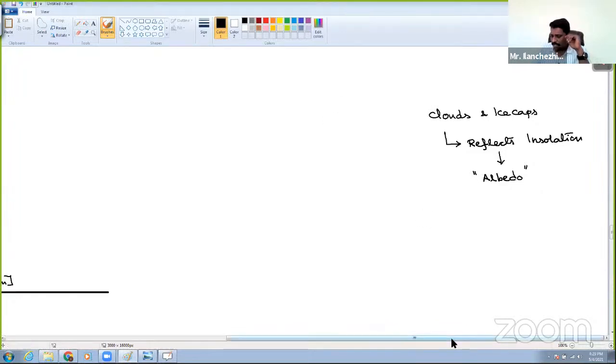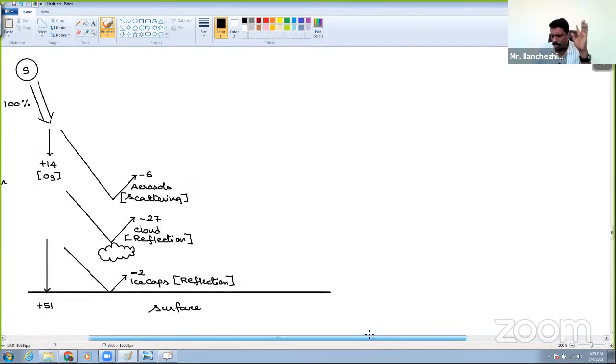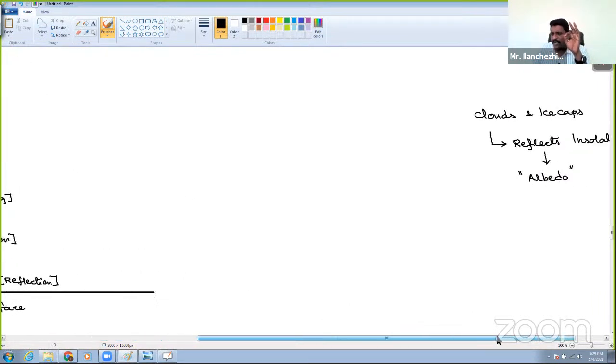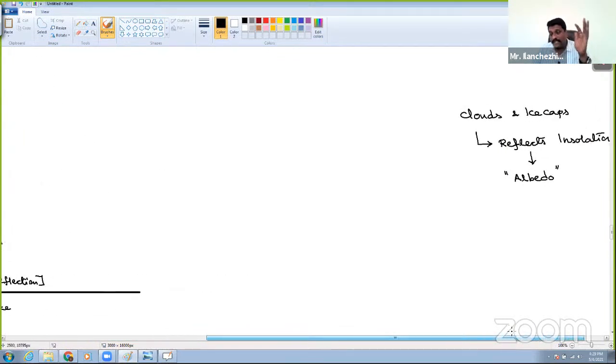If you're asking me, make it very simple. Albedo is nothing but reflection of insolation. Whatever complex language NCERT uses, forget about it. Albedo is nothing but reflection of insolation. Cloud reflects insolation. Ice cap reflects insolation. And if you ask me which atmospheric component has the maximum albedo factor without any denial, it is cloud. On the surface, without any denial, it is ice caps, my friend.